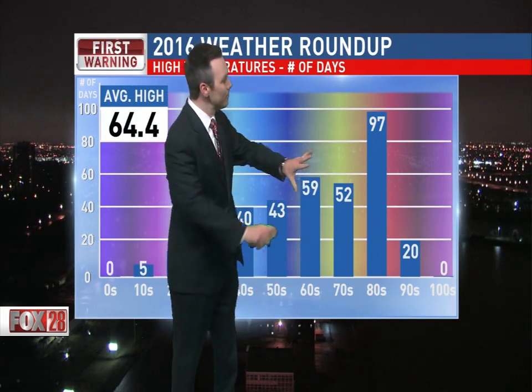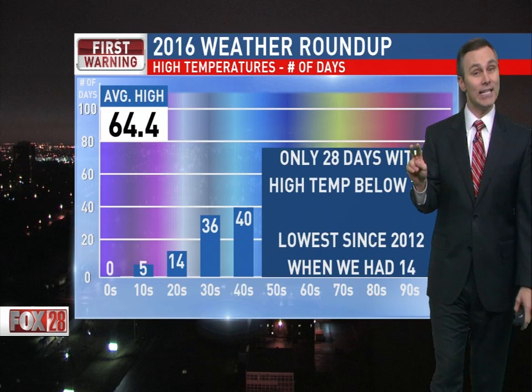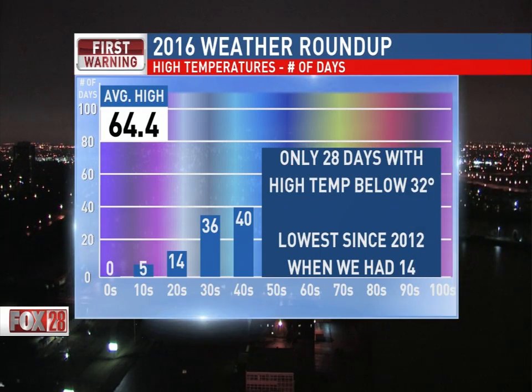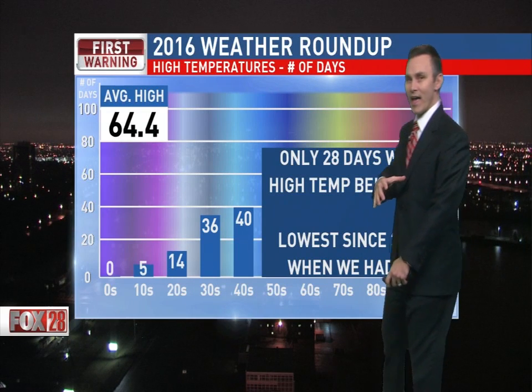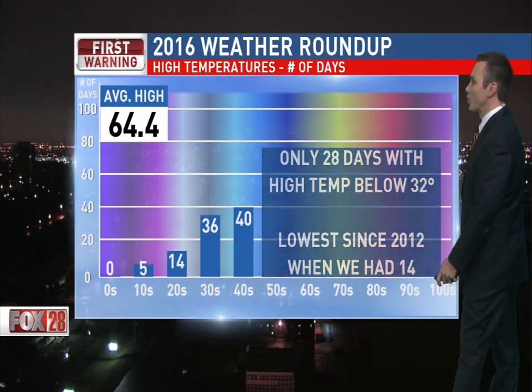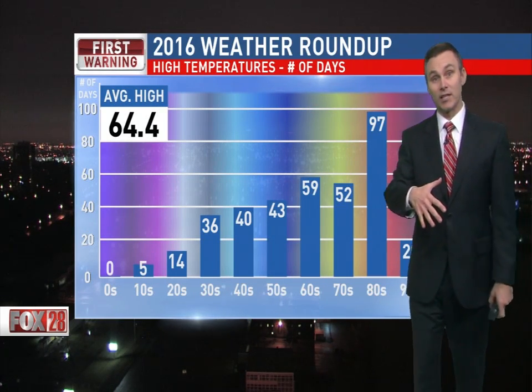So a couple things to take with you, more than just the graphics itself. Let's first talk about the cold temperatures. I put some information on here for you. We had 28 days total with the high temperature below 32 degrees. I say only 28 days because that is the lowest that we've had since 2012 when we only had 14. You guys probably remember that year. We had mid-80s in March. So we only had 28 days with the high temperature below freezing. The rest were all above.